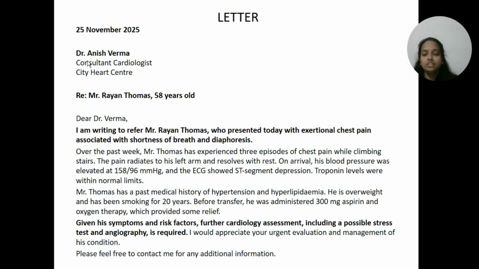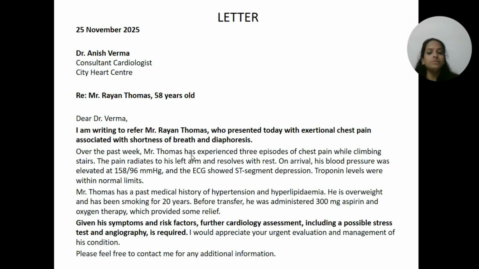I've given the date, Dr. Anish Verma, consultant cardiologist, City Heart Center, regarding Mr. Ryan Thomas, 58-year-old. Dear Dr. Verma, I'm writing to refer Mr. Ryan Thomas, who presented today with exertional chest pain associated with shortness of breath and diaphoresis.